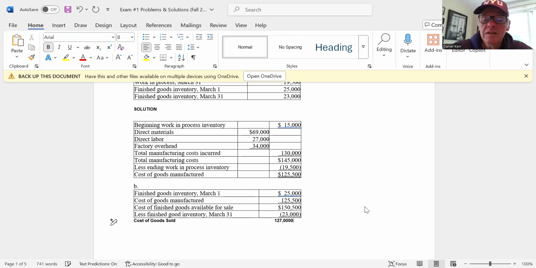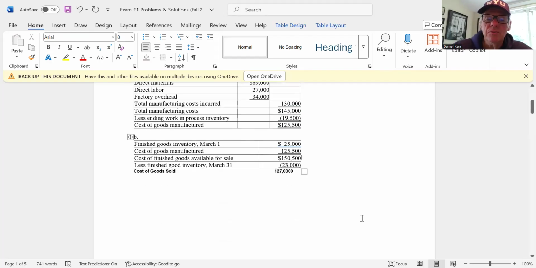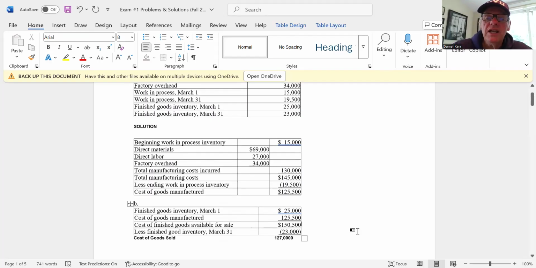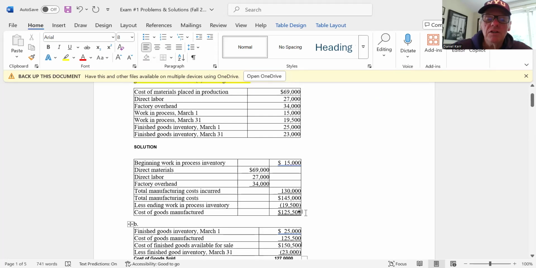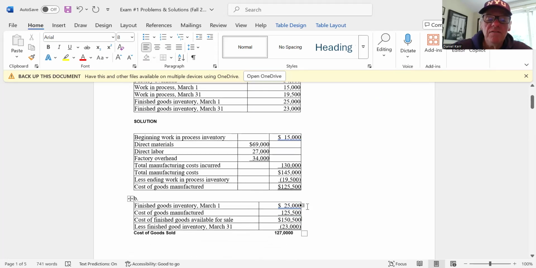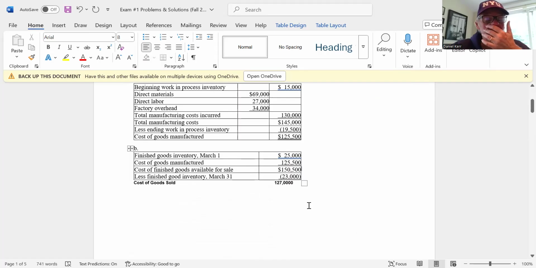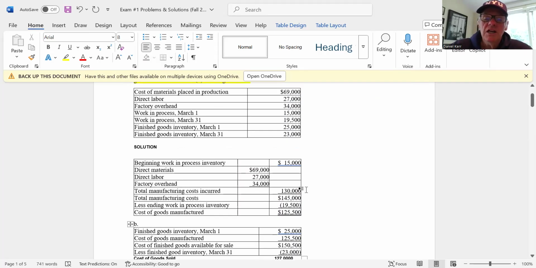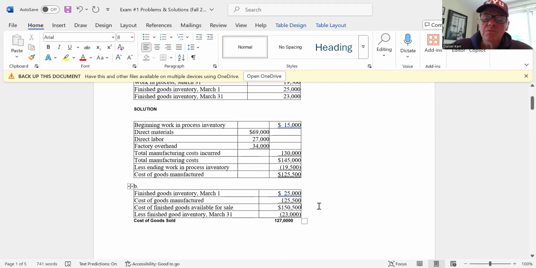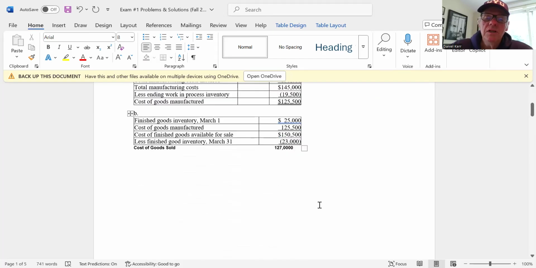Okay, good. So that's the first one. To get full credit for that, you had to get the cost of goods manufactured at 125.5 and cost of goods sold at 127. And again, you should have shown all your computations. You should have shown your schedules. If you didn't and you got it right, I gave you full credit. If you didn't show your work and you didn't give me the right answers, then there's no way I could give you full credit. I had to kind of guess in terms of how close you were.